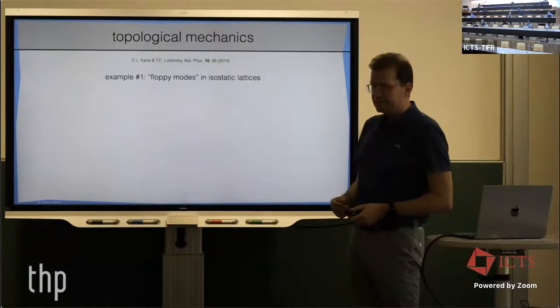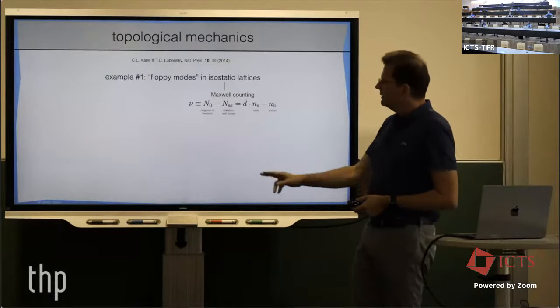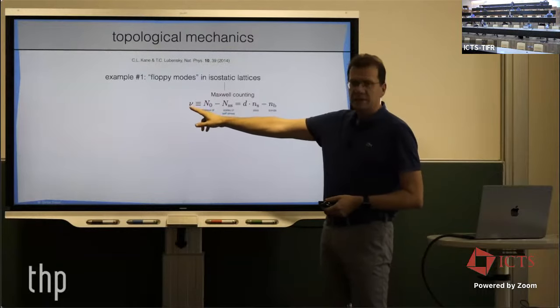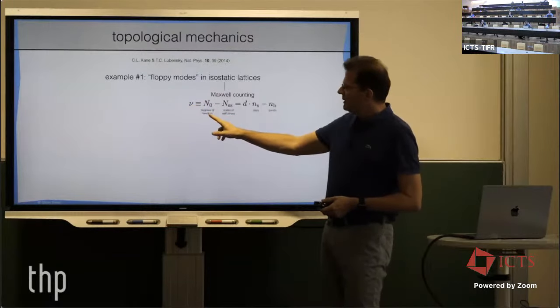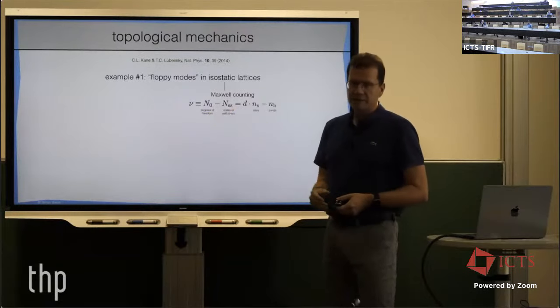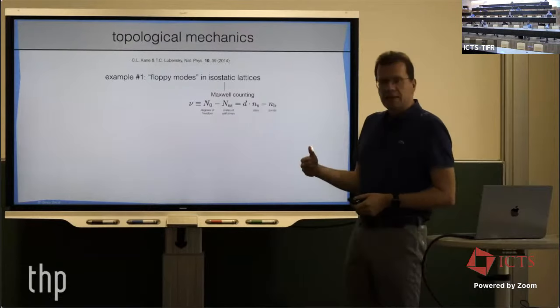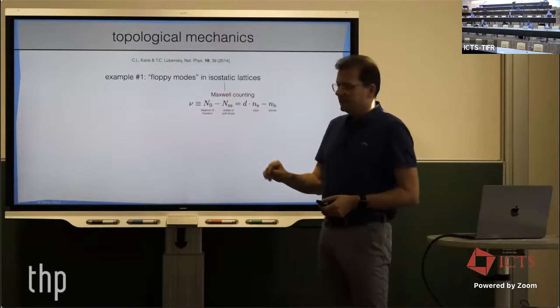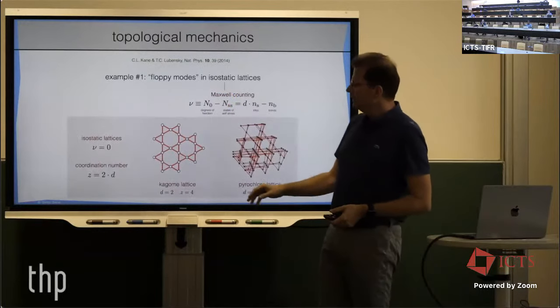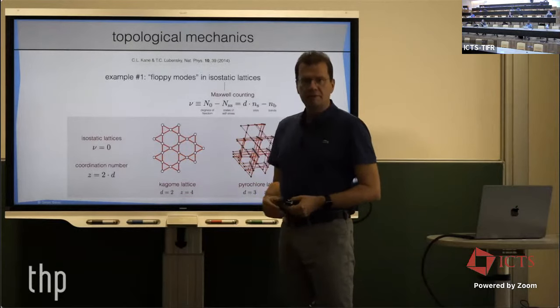What is an isostatic lattice? An isostatic lattice is one where the Maxwell counting gives you a Maxwell index of zero, and the Maxwell index is the number of degrees of freedom in your system minus the number of states of self-stress. Let me give you examples of such isostatic lattices that you all know in two and three dimensions.